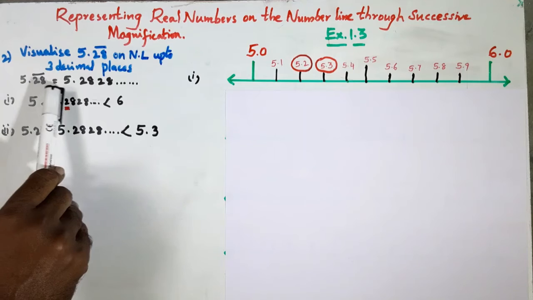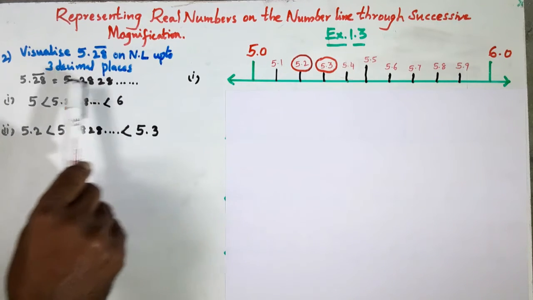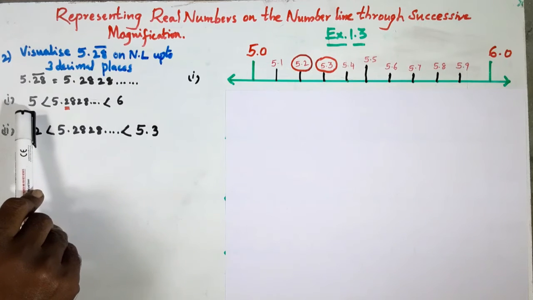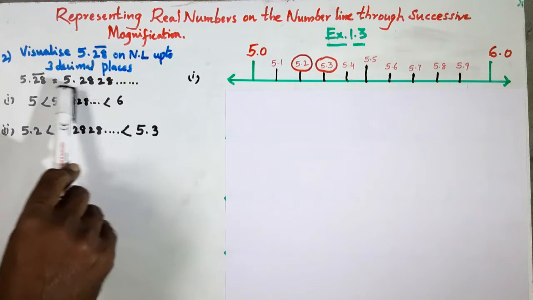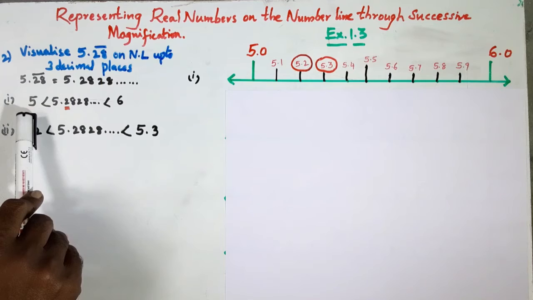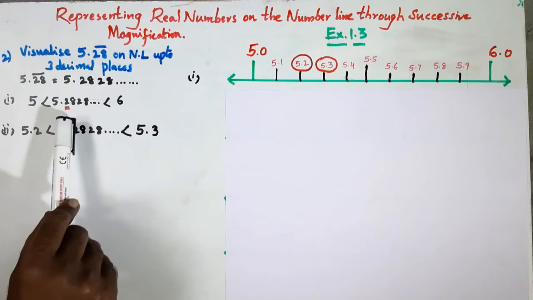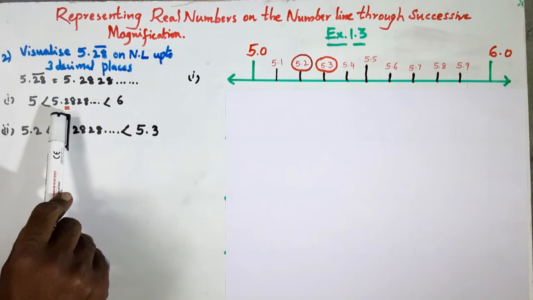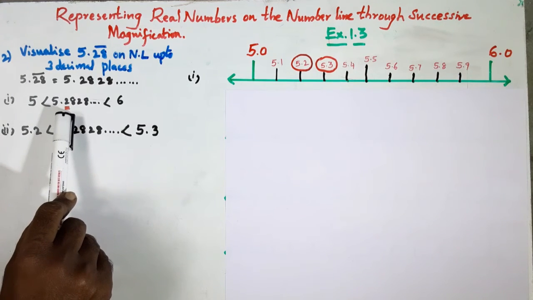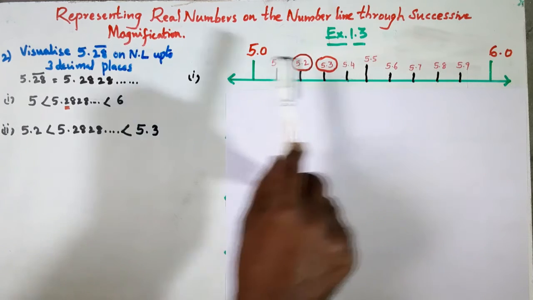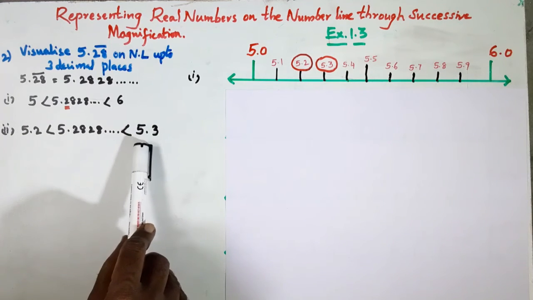First part, so this decimal total number is lying between 5 and, after 5, what do you get? 6. So in the first part this non-terminating recurring decimal is lying between 5 and 6. That's why I have taken the number line 5 and 6. Now if you look at the non-terminating recurring decimal, the first place value after the decimal is 2, so it should lie between 2 and 3, that is 5.2 and 5.3. So we have taken 5.2 and 5.3.